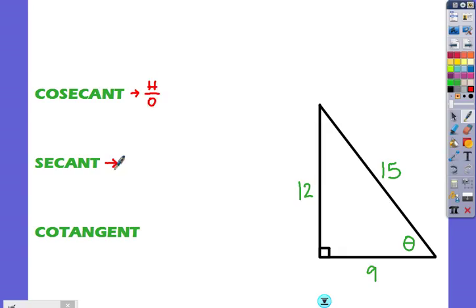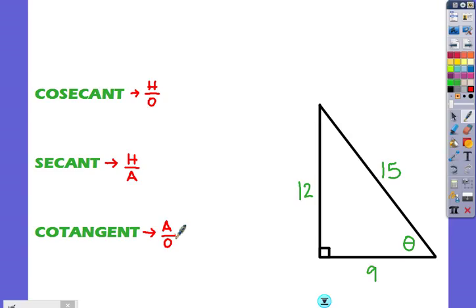Secant is the reciprocal of cosine. Cosine is a over h, so this is going to be h over a. Cotangent, this one's the easiest one because it's the reciprocal of tangent. So instead of TOA, it's a over o. And I don't have a cool thing to remember this because 2 of them start with C, so you just have to remember which one goes with which. So cosecant, sine.